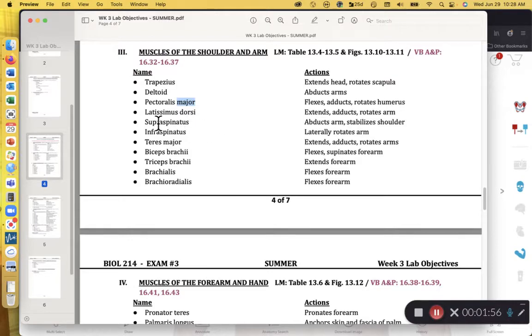So next we have the latissimus dorsi. The name here is really a great name. Dorsi refers to a directional term that's kind of falling out of favor, dorsal or posterior, and latissimus refers to lateral. So this is a muscle that's both dorsal and lateral, or posterior and lateral.